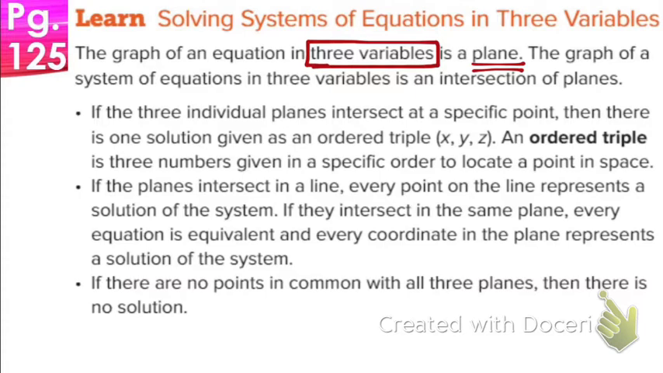So if it's like this, I need 3 different variables to explain to me how this is oriented. What we're doing when we solve a system with 3 equations that each have 3 variables, we're finding out where 3 different planes are touching each other. Where are they intersecting?